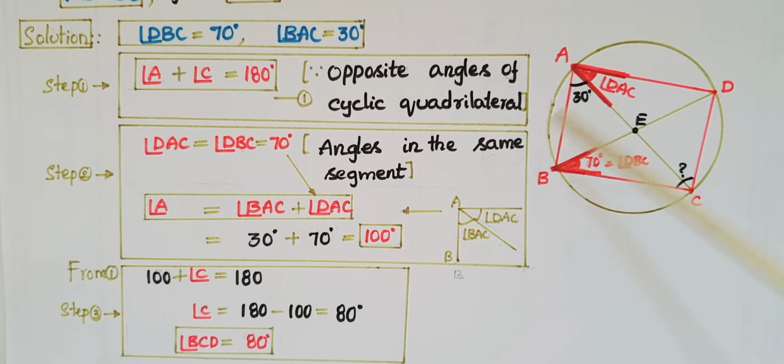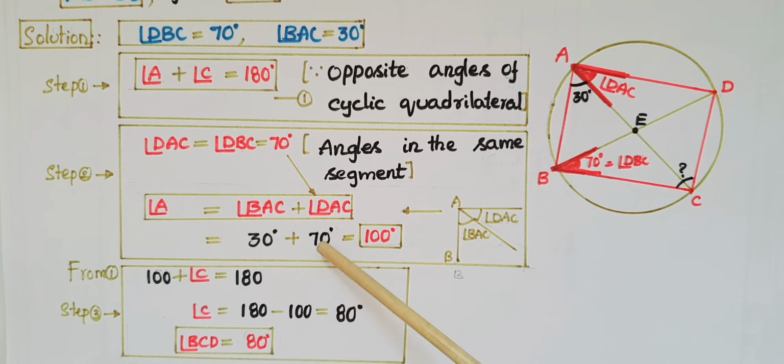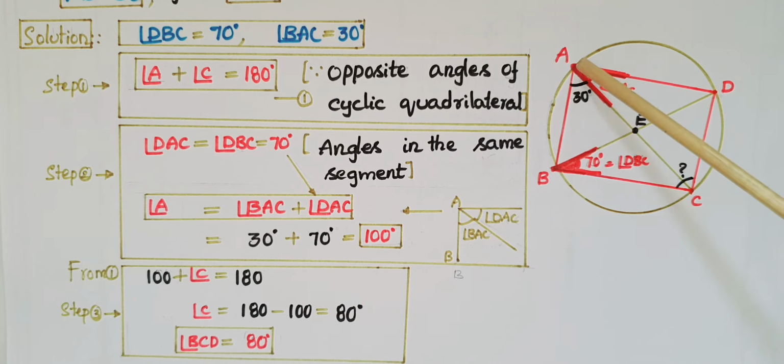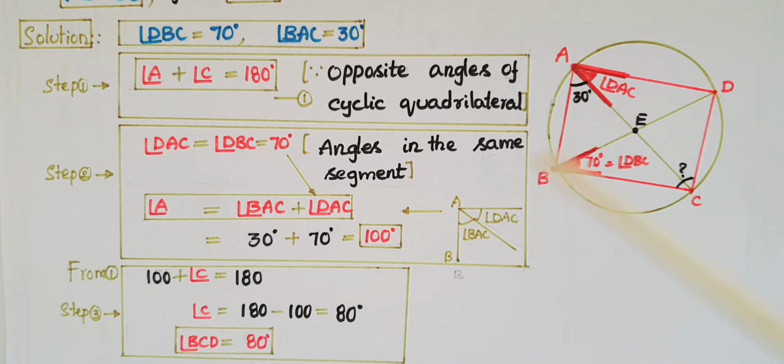And now angle A is equal to the sum of these two angles, angle BAC plus angle DAC. Angle BAC is already given, that is 30 degrees. So 30 plus 70 degrees is equal to 100 degrees. Once you calculate the angle A value, then from the first equation, 100 plus angle C, here angle A is 100. So 100 plus angle C is equal to 180 degrees. Then angle C is equal to 180 minus 100, that is 80 degrees.